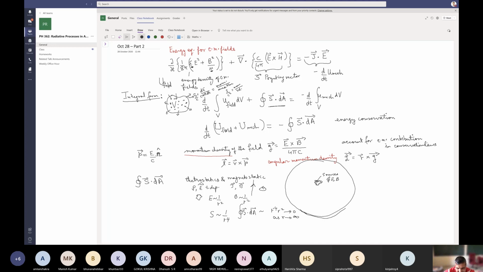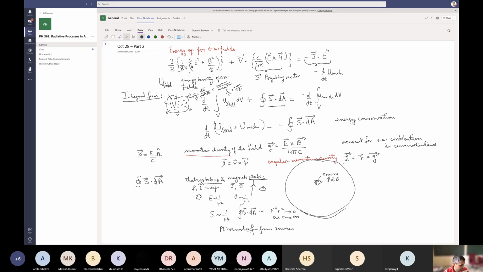Basically what it means is that in statics, when the charges and currents are not in motion, and if you are looking at an area which is much bigger than where the charges and currents are located, the Poynting flux vanishes. So the Poynting flux vanishes far from sources. This is only true for the static situation.